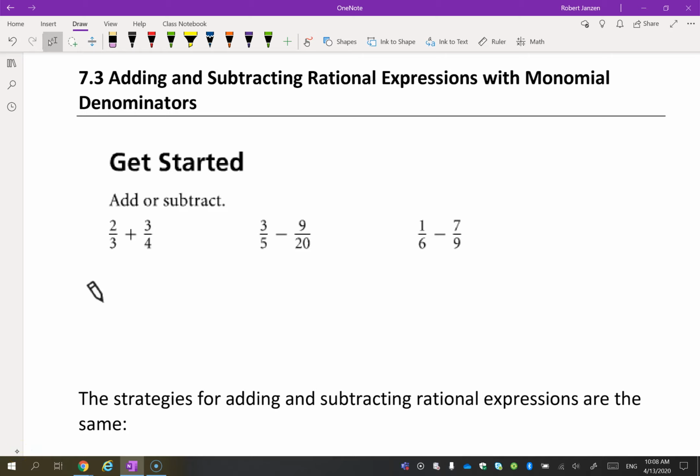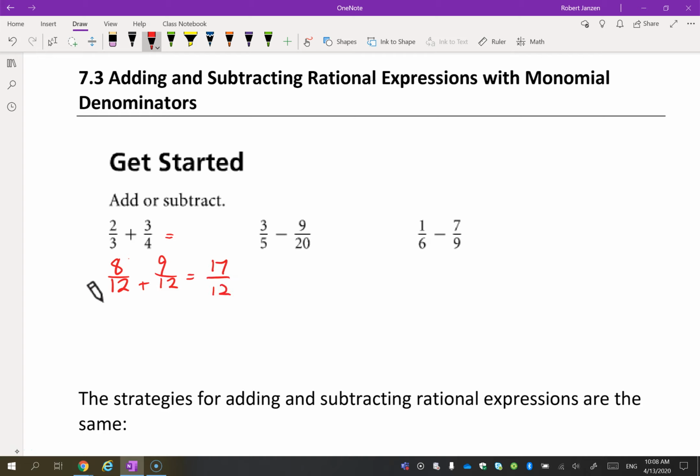Alright, the next operation on rational expressions is adding and subtracting. Adding and subtracting is actually a little bit harder than multiplying, and the main reason for that is you need common denominators. If you remember, for fractions, we'll do a couple of examples here. To add these two fractions, we need to have common denominators. In this case, it would be 12. So if we make both of these fractions have a denominator of 12, this would be 8, this would be 9, and add them, you get 17 over 12.